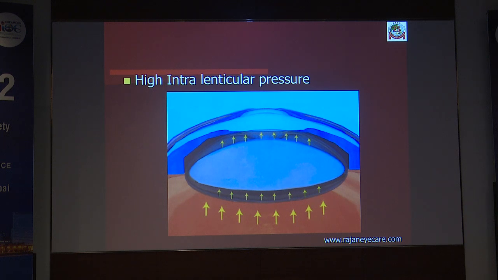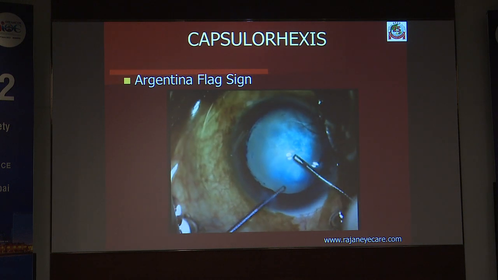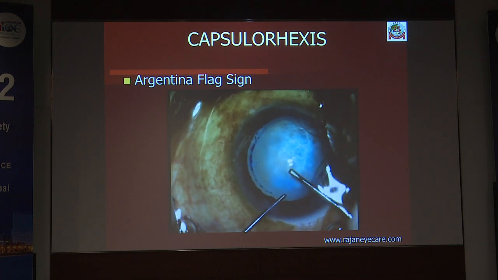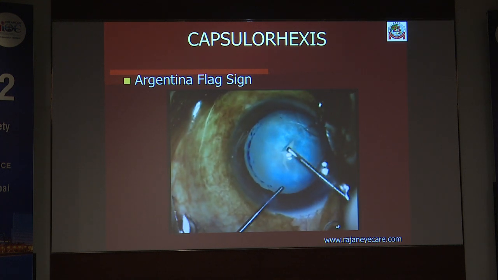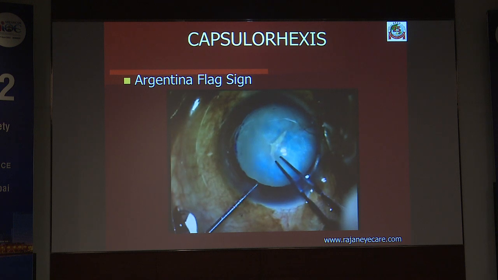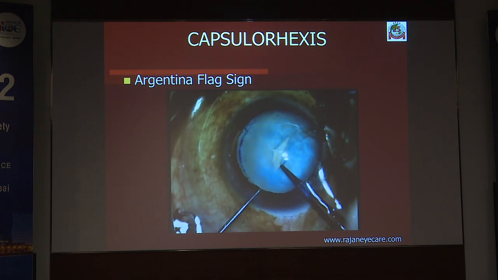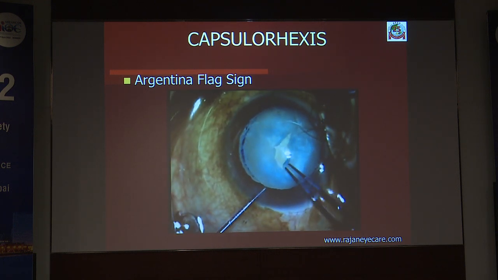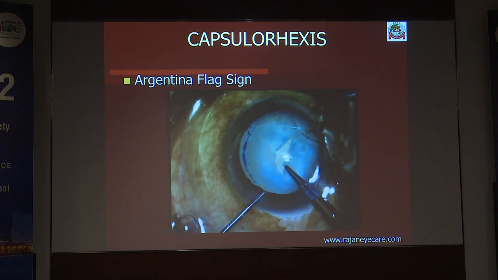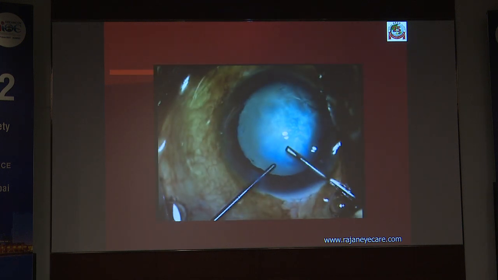So if you touch this Argentina flag sign, as soon as you touch it, the rhexis goes to the periphery. This is very dangerous. You can't even put a multifocal lens. Sometimes you can't even put a lens, because the nucleus can wrap around the zonules into the posterior capsule as well. You can lose the nucleus.